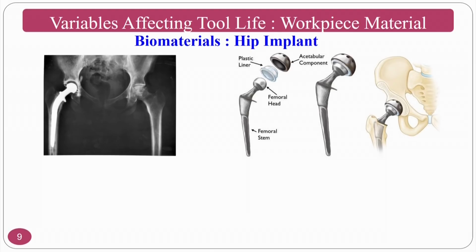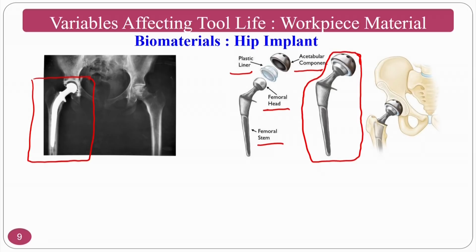If you see the implant material, where a hip implant is placed here, how to fabricate this? This hip implant has many components like the femoral stem, the femoral head, some plastic or synthetic liner, and at the same time the acetabular socket. These are the different components that are assembled to form a hip implant.